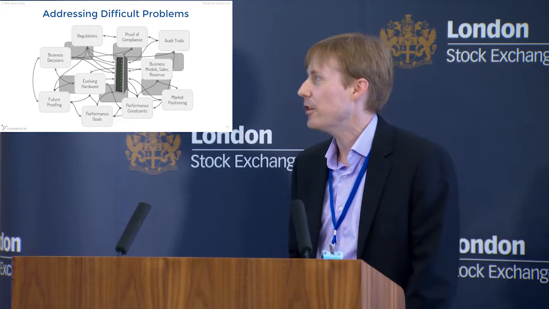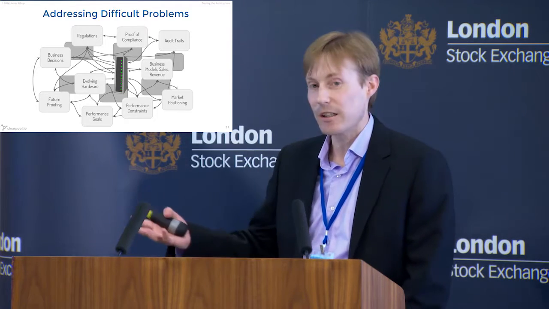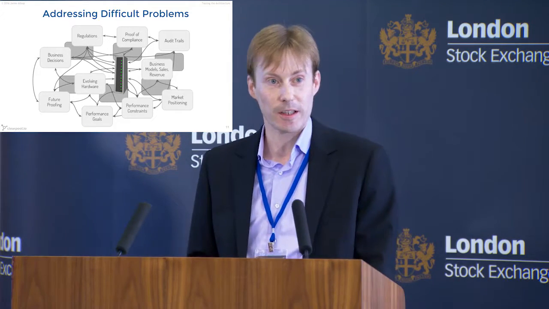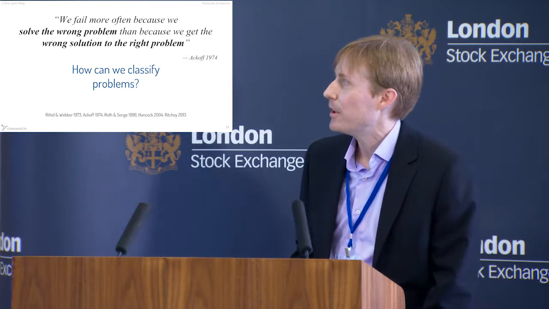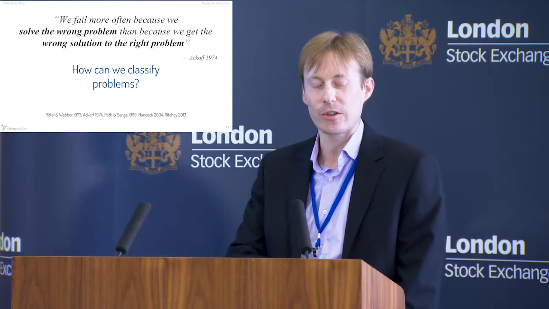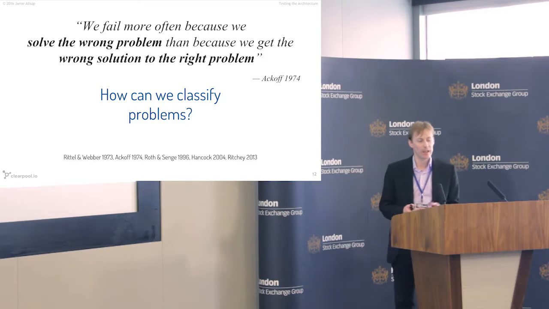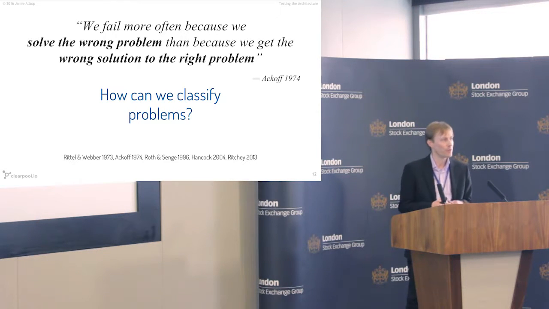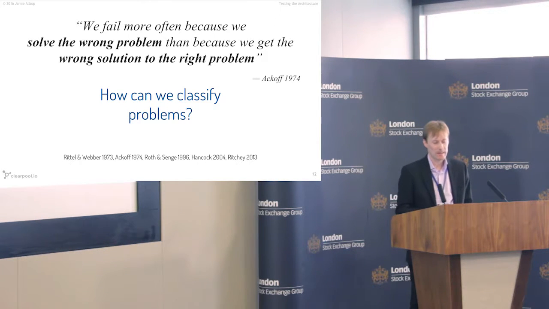So in order to understand this, we need to understand problems. Russell Ackoff was an organizational theorist and systems thinker, and in 1974 he said, we fail more often because we solve the wrong problem than because we get the wrong solution to the right problem. So what we want to do is understand how we classify problems and what we can learn from that. And it turns out there's a great deal of research in this. It goes back about 50 years.